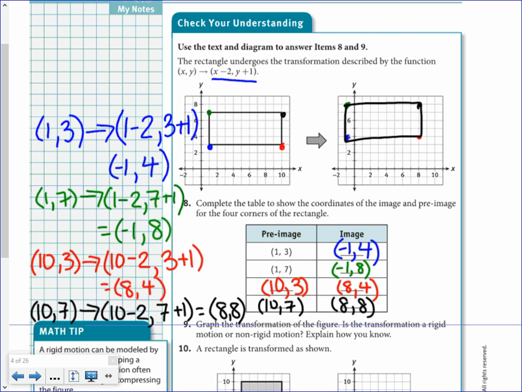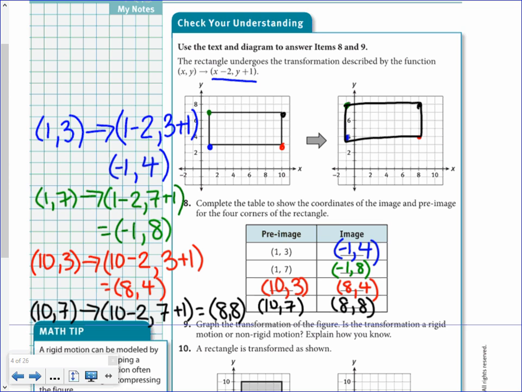So now let's look at number 9. It says graph it, which we just did. Is the transformation a rigid motion or non-rigid motion? And explain how you know. Is it the exact same shape and size? Yes. So that means it is a rigid motion.